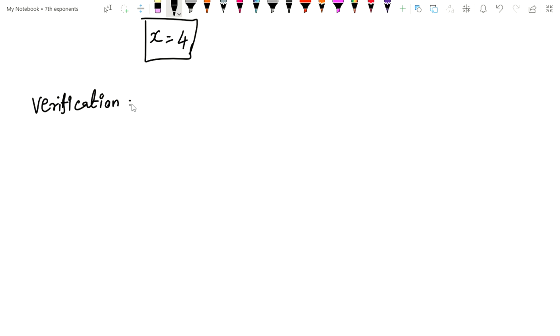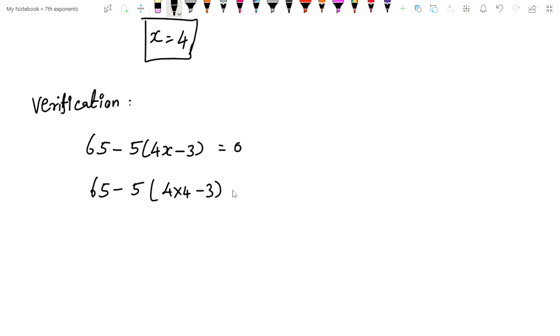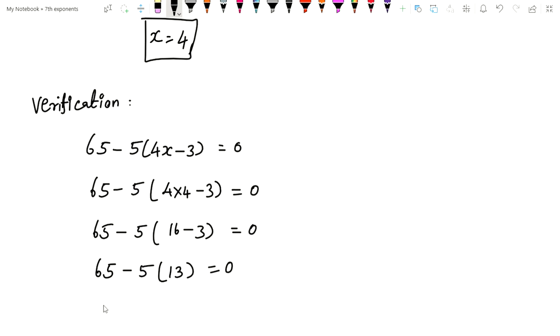What is the question? 65 minus 5 into 4x minus 3 equal to 0. 65 minus 5 into 4 into 4 minus 3 equal to 0. 65 minus 5 into 4 fours are 16 minus 3 equal to 0. 65 minus 5 into 16 minus 3 you will get 13 equal to 0. So 65 minus 5 into 13 you will get 65.